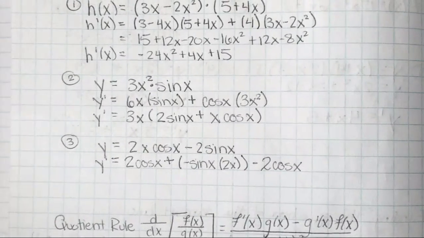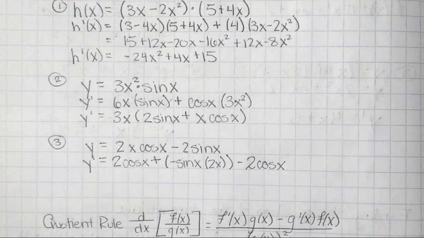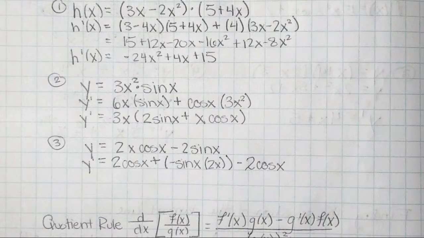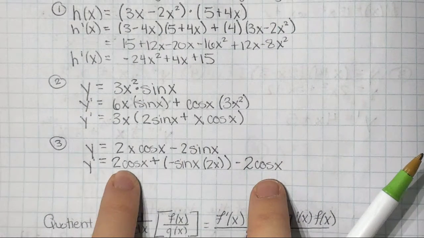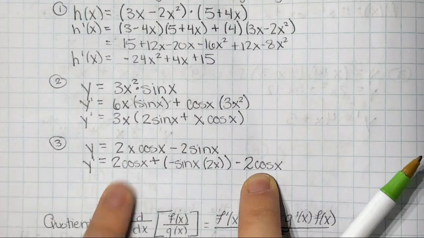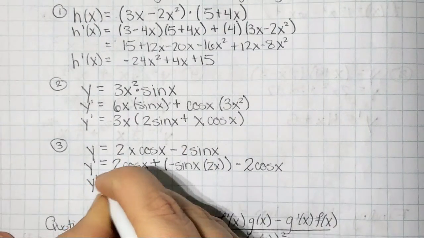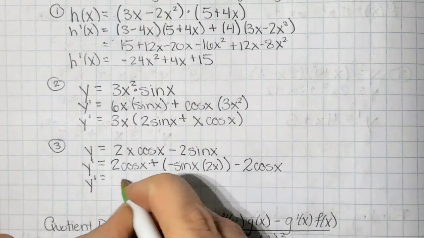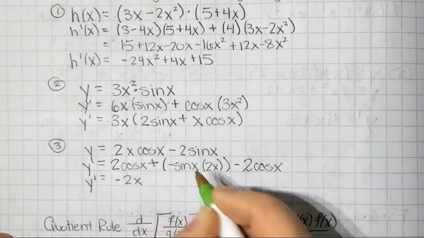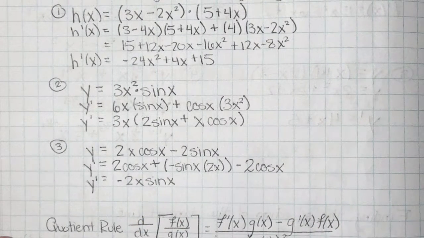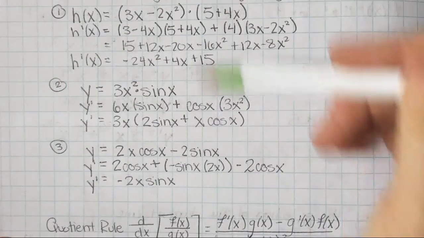Now as I look at this, are there any like terms I could combine? Is there anything I want to rearrange? Yeah, exactly. This positive 2 cosine x and that negative 2 cosine x will cancel. Okay, these are like terms. So y prime in this case happens to be, I don't really like the way this looks, it makes me a little bit uncomfortable, so I'm going to rewrite this as negative 2x times sine x. And that's your derivative. Okay? So that's product rule.